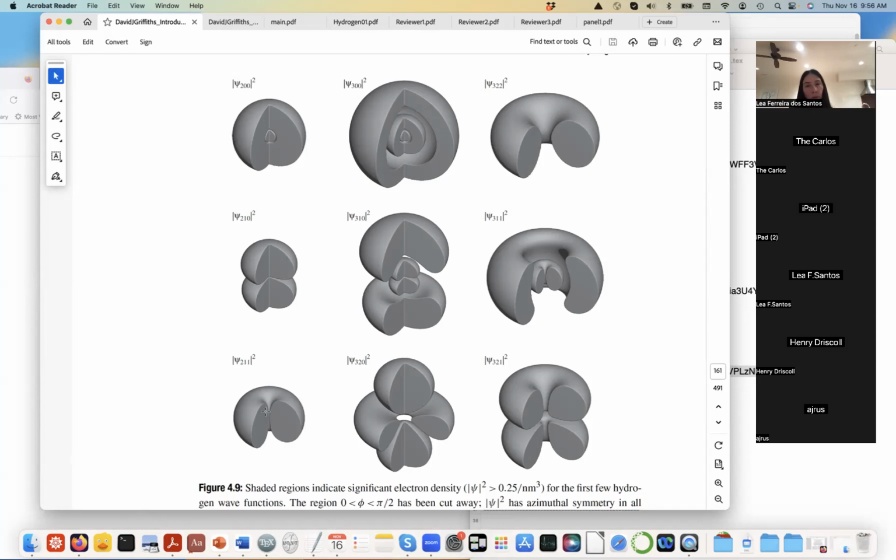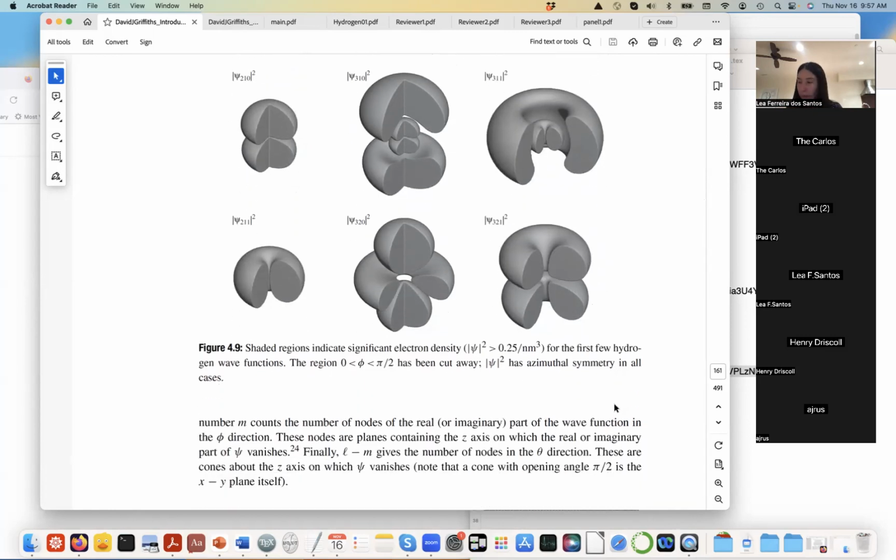That's why I just wanted to show you this figure. All of these different drawings, all of these absolute value squares of the wave function in this column, give us the same energy. This is n=3, and you see how many more possibilities we have. I'm going to stop sharing this now.